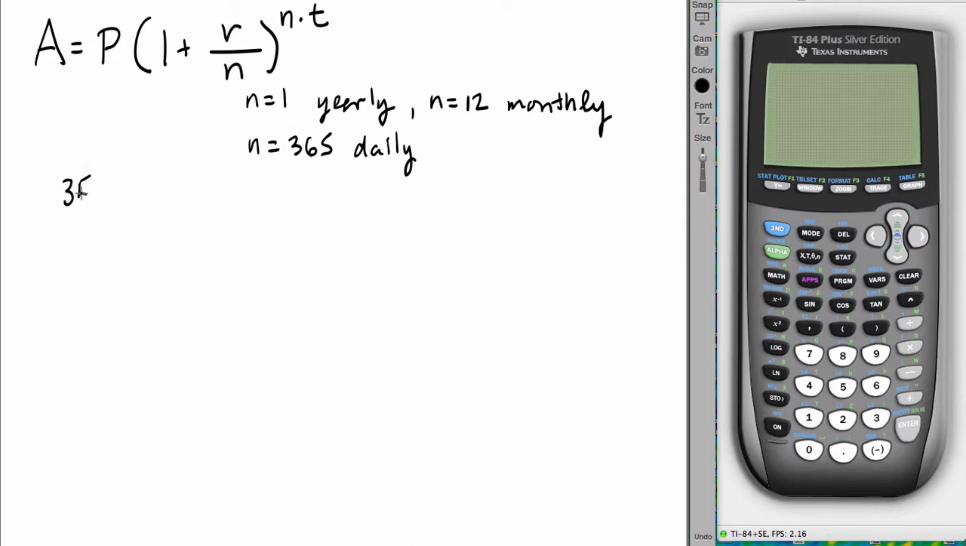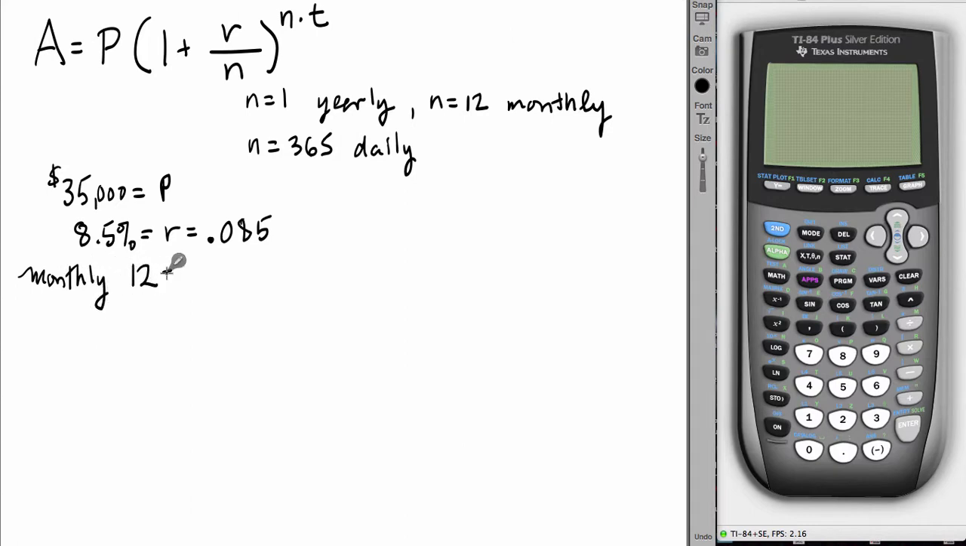$35,000, that's the principal, is put into an account, and the account earns 8.5%, that's the rate, but that 8.5% needs to be written as 0.085 in its decimal form. And let's suppose that this is compounded monthly. Now, if it's compounded monthly, what that's saying is that 12 is the value of N. And let's leave it in there for 6 years.